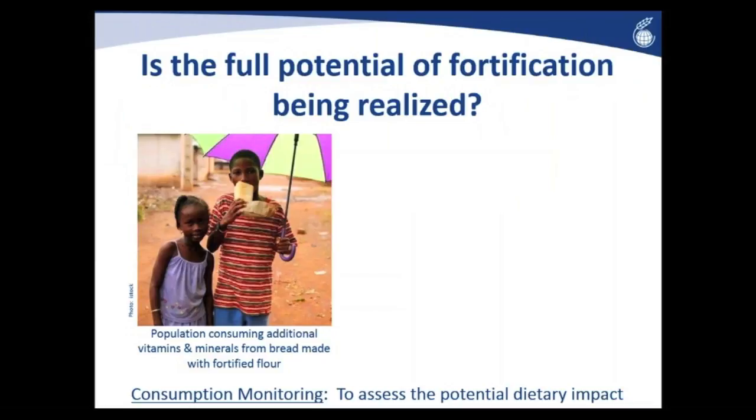The reason we fortify food is to increase the vitamins and minerals that people consume. Are people actually eating as much nutrients from fortified food as we had expected when we planned the program? Have there been changes in people's dietary habits that could affect the impact of fortified food? These are the kinds of questions we answer with consumption monitoring. If the full potential of fortification is not being realized, then we need to make changes to the program.